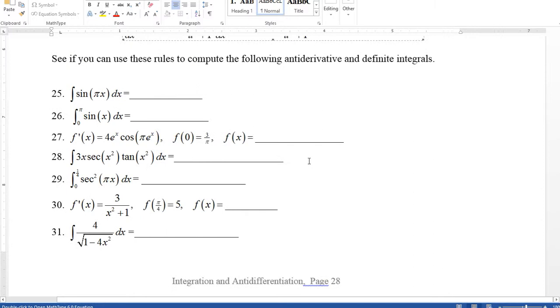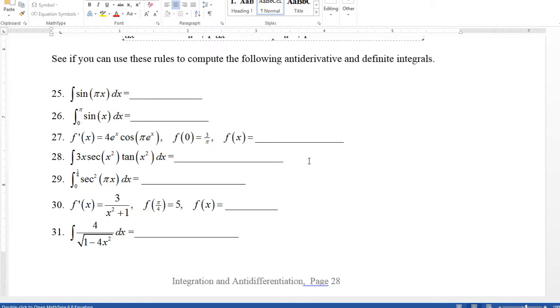So we have a list here of about 7 problems. Some of these are finding a family of antiderivatives. Some are finding the exact value for a definite integral. Some are finding the exact formula for a specific antiderivative. So you've got problems of all 3 major types, and you've got some different functions. All of these, either in the problem or in the answer, are going to involve either a trig function or an inverse trig function.